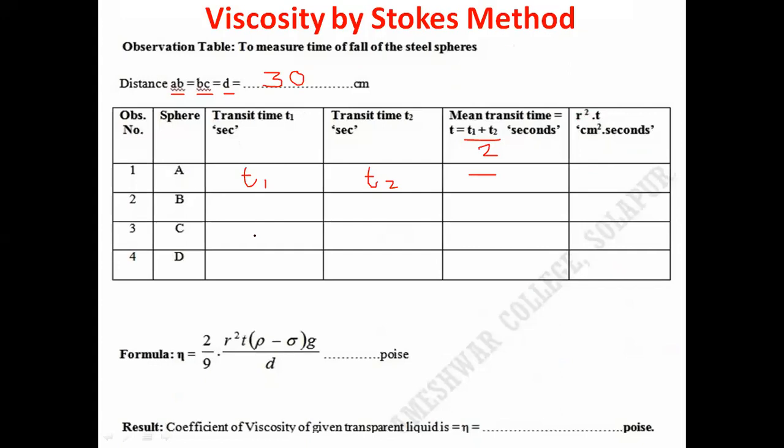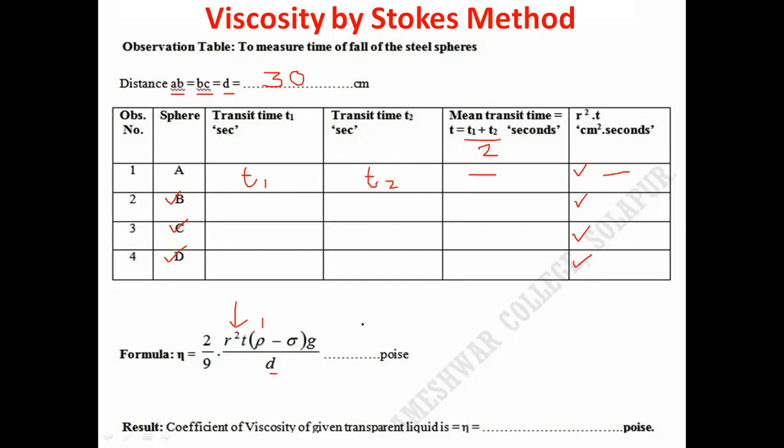Similarly you have to follow the procedure for B, C and D respectively, so that you will get the r square into t values for A sphere, for B sphere, for C sphere and for D sphere respectively. So after that, once you get the r square into t, substitute the value of r square into t in this observation table over here, where eta is equal to 2 divided by 9. It is not g, small g. 2 divided by 9 into r square into t, whose value is over here, into rho minus sigma into g divided by d. So what is rho?